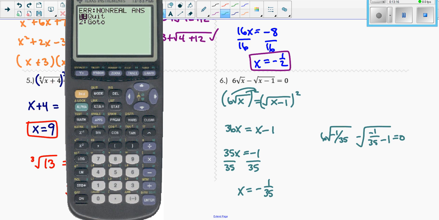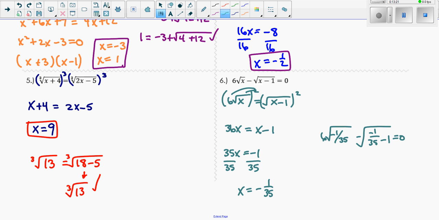So because it says non-real answer, I guess I could have stopped before this and recognized that this can't happen, and neither can this because they're both negative numbers. So then this is not a solution, which means that my answer is no solution.